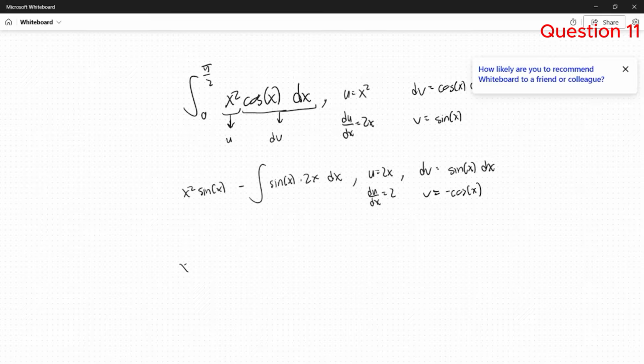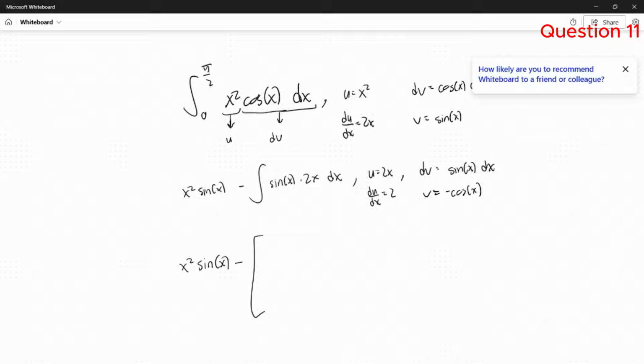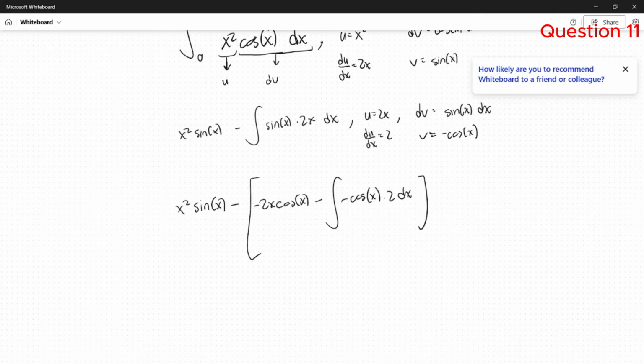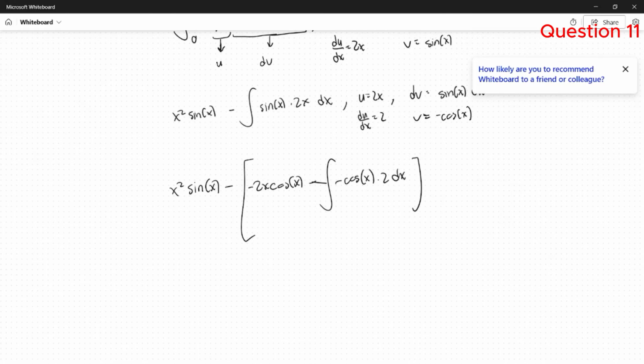Now, let's bring everything down. Minus, put this in brackets, and then we do 2x, negative 2x cosine of x minus, integrate negative cosine x times 2 dx. And now we see we no longer need integration anymore. We can simplify out the two negatives that we have here, make it a plus, and we solve.